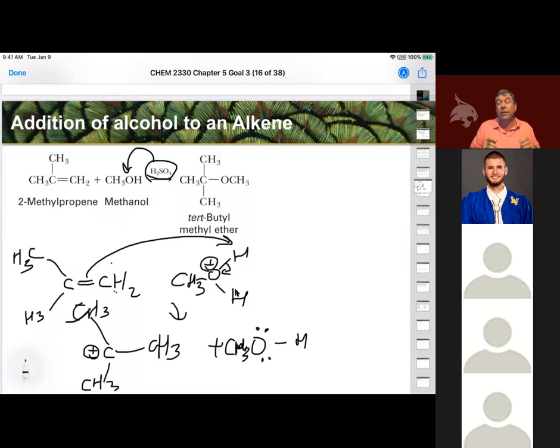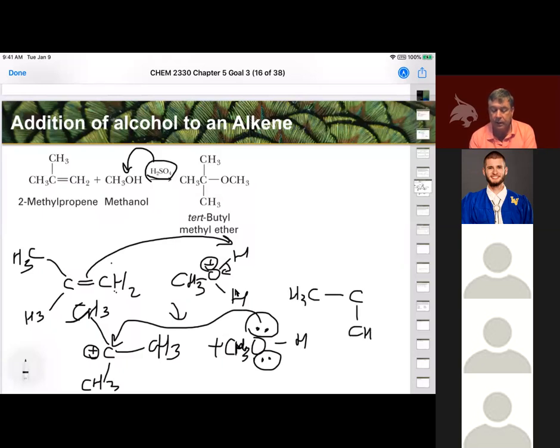Now we have a carbocation, a Lewis acid, and we have something with lone pairs on it, a Lewis base. These electrons are going to go and attack that carbon. So the intermediate there is going to be this pattern number 3, nucleophile, electrophile.